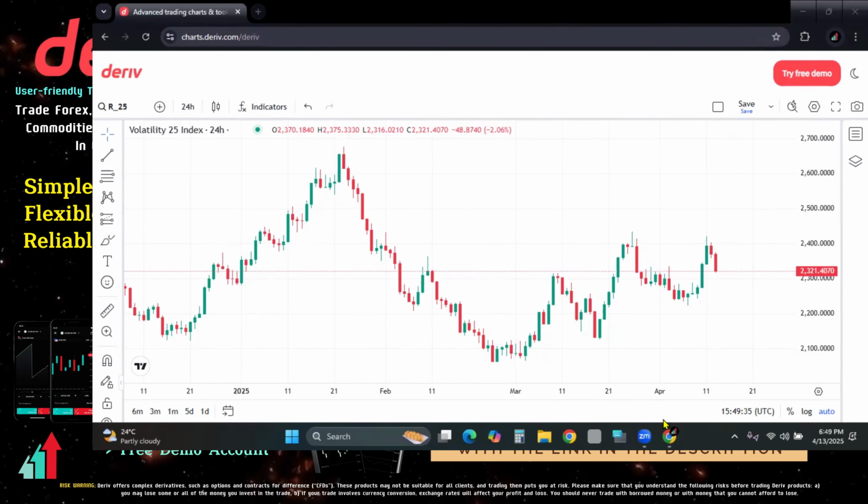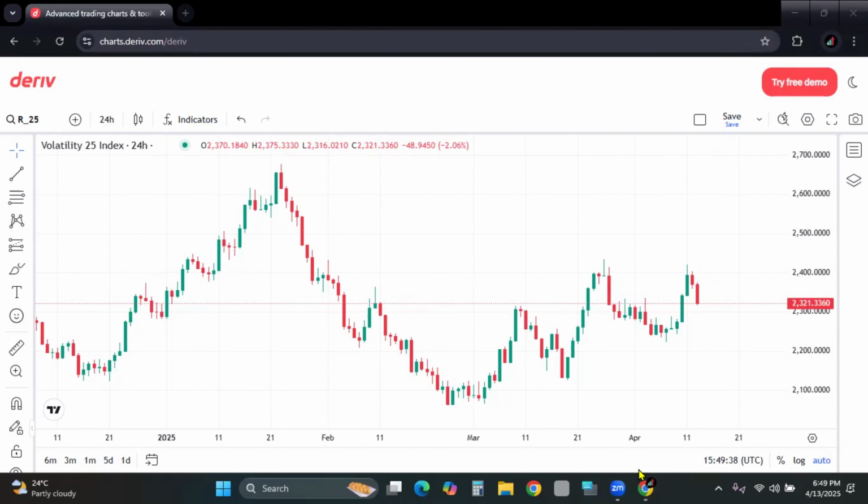After creating your synthetic indices account, this is how to start. You should start by analyzing the market so you can know the next move or the direction of the price. Remember, here we make money with the price movement. So we need to catch a big move to make good profit.